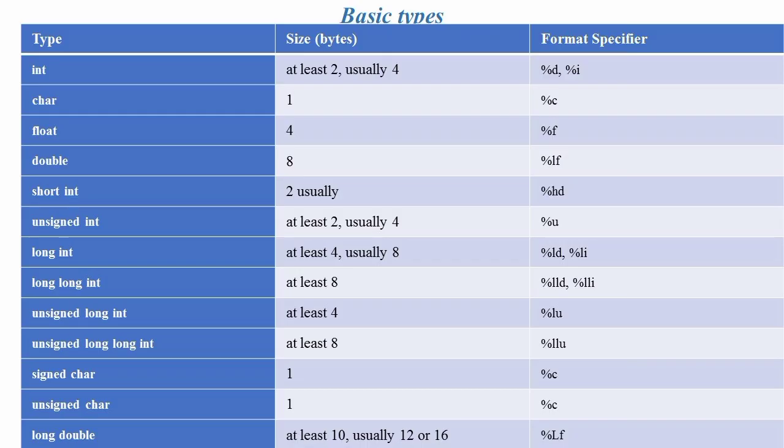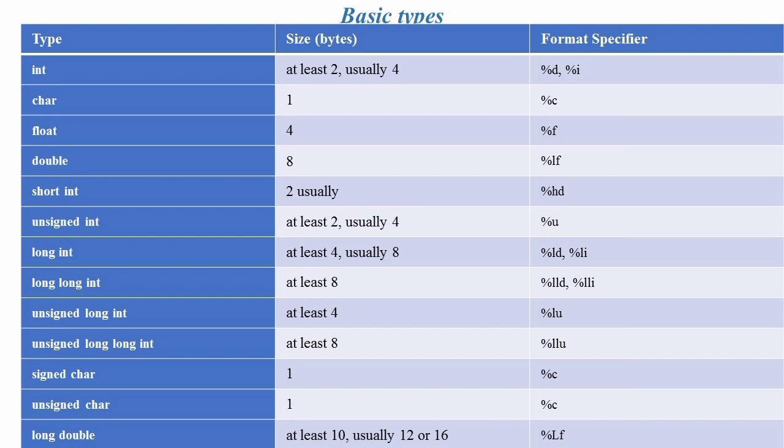Basic data types. These are the commonly used data types in C programming. Here you can see the basic data types such as int, char, float, double, short int, unsigned int, long int, unsigned long int, signed char, unsigned char, long double. The size of int type is at least 2, usually 4 bytes. The format specifier for int type is %d or %i.